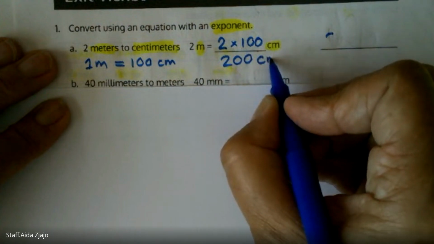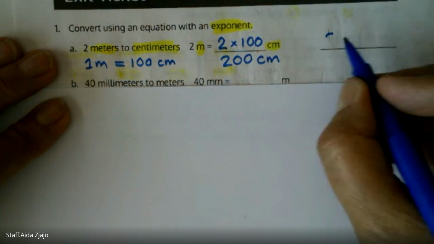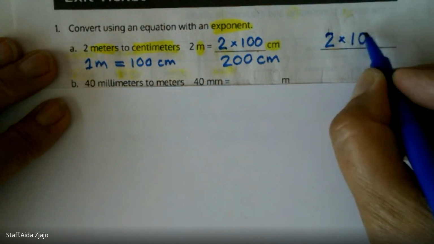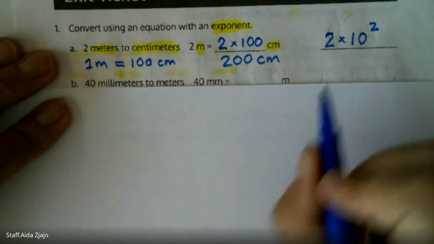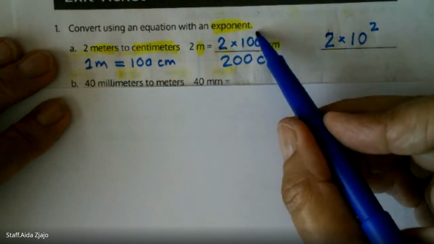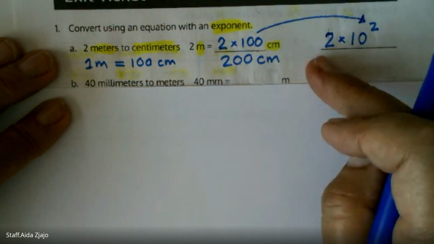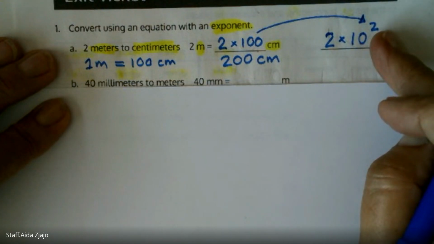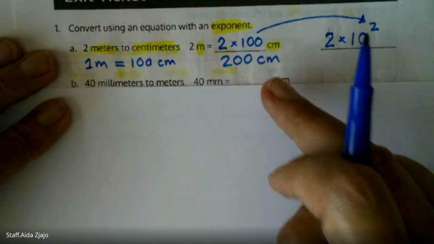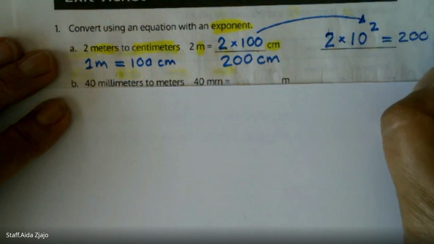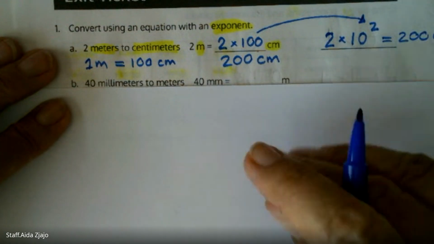200 centimeters. Or we can see this as 2 times 10 to the power of 2. So 100 is 10 to the power of 2. 2 meters times 10 to the power of 2 represents 200 centimeters. I can also write it like that, cm, centimeters.